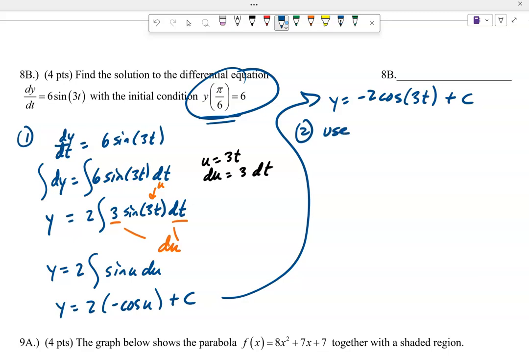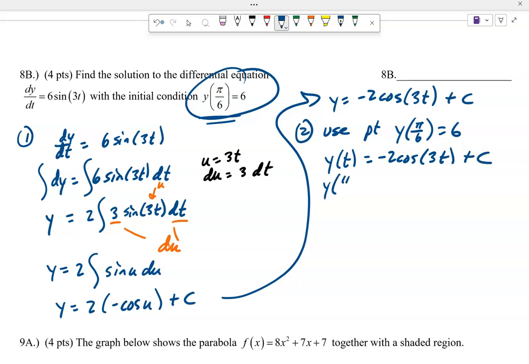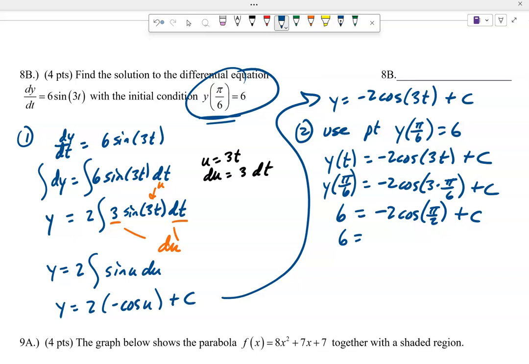So number two, use this point that we're given, y of pi/6 equals 6. So I have y of t equals negative 2 cosine of 3t plus a constant. Plug in pi/6: negative 2 cosine of 3 times pi/6, and y of pi/6 is 6. So I got negative 2 cosine of 3 pi/6, or pi/2, cosine of pi/2. We know the cosine of pi/2 is 0. So I got negative 2 times 0 plus c. So I got 6 equals my constant.